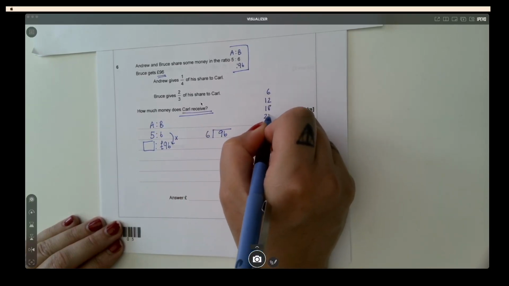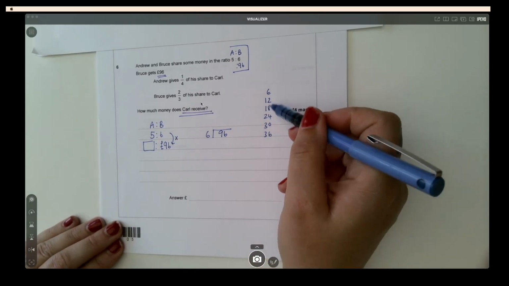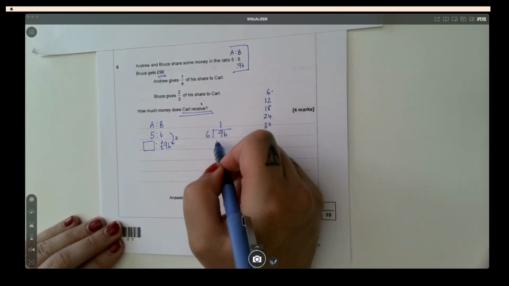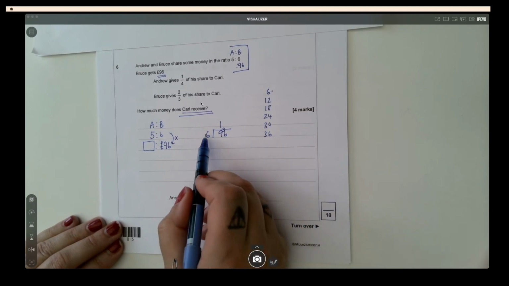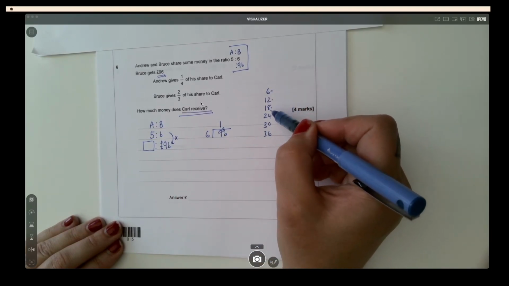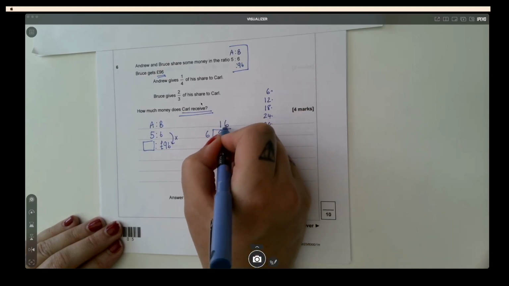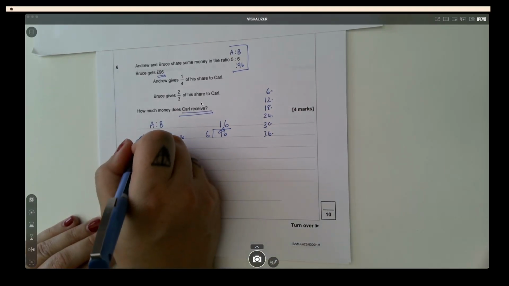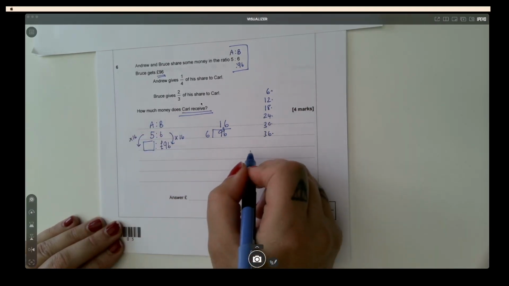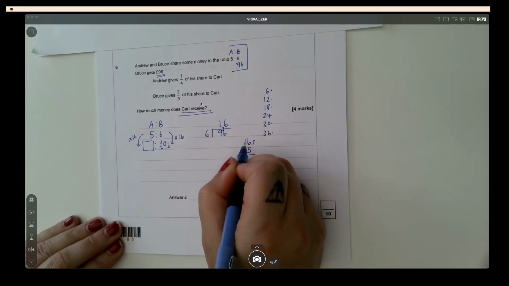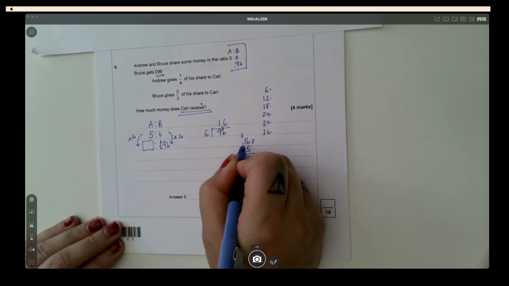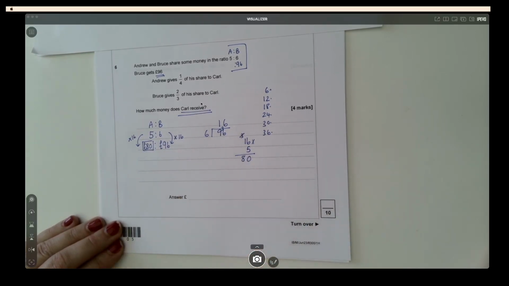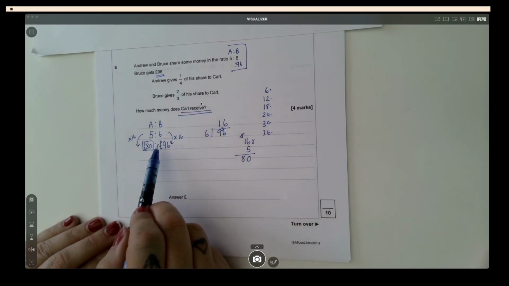6, 12, 18, 24, 30, 36. This is just to save me brain power. So 6 into 9 is 1. To get from 6 to 9 is a remainder of 3. 6 into 36, 1, 2, 3, 4, 5, 6. No remainder, so the answer is 16. So we've times by 16 here. So if I do that on the other side of the ratio, 16 times by 5, 5 times 6 is 30, 5 times 1 is 5, plus 3 is 8. So Andrew gets £80. So now we can then share this money with Carl.